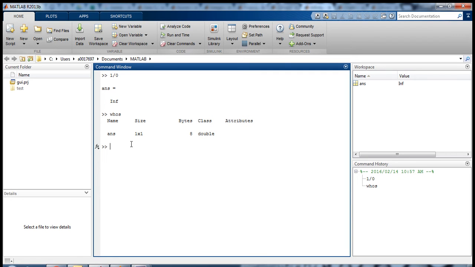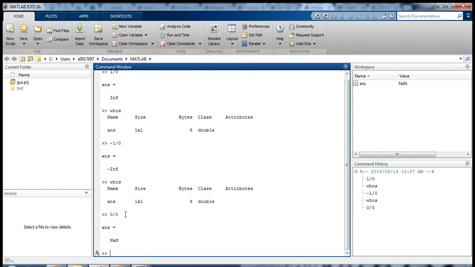number. If I do something like negative 1 divided by 0, then that's negative infinity, so there's a difference there too. Negative infinity is just the negative version of infinity, but again, in MATLAB it's represented as a double. If I type something like 0 divided by 0, what's that now? I mean, that's nothing. That doesn't make any sense. And that's how MATLAB represents numbers that aren't a number. So NaN stands for not a number.